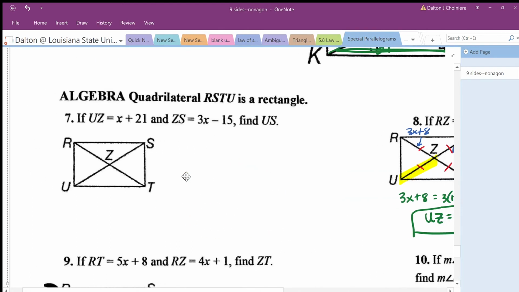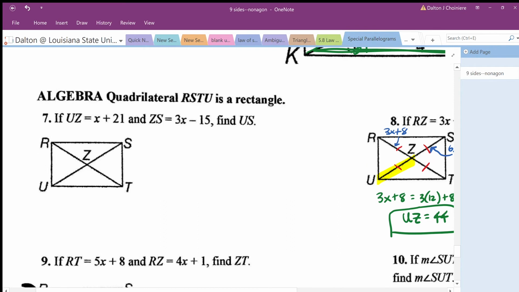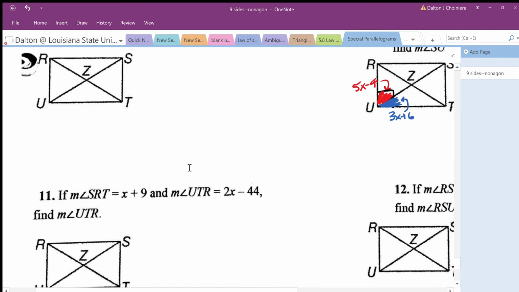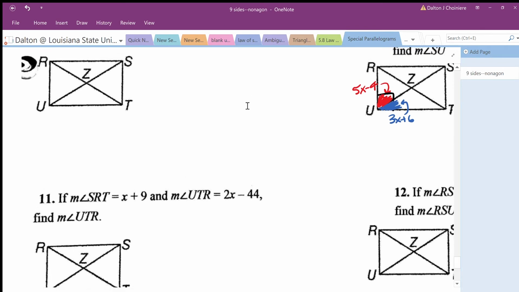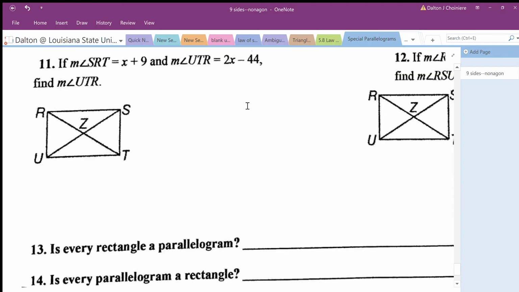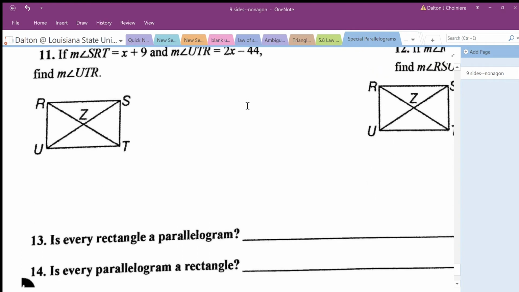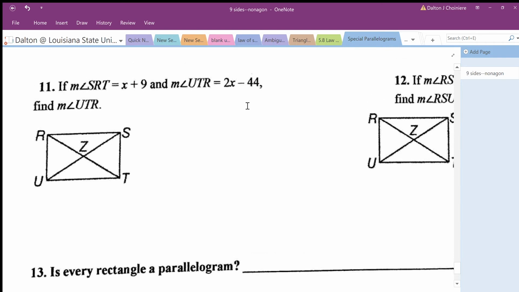Number 7, what is the question? Ultimately, what are you solving for? Find US. U to S is the entire length of a diagonal. Number 8 was just half of that diagonal. No, not multiply X by 2. You have to plug X back in and solve, because they give you the lengths of parts of the diagonal. So you plug X back into one of the other ones. There you go.